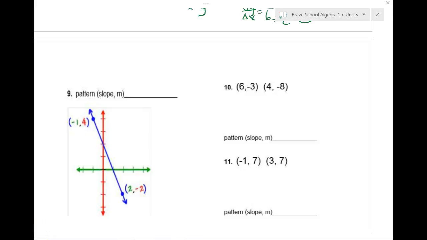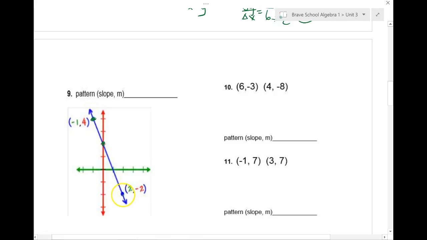Okay, page 2. Now here we're still looking for the pattern. Now on number 9, you're given a graph. There's two ways you can do this. You can take 2 points on the graph, and then just find the change. So what I'm going to do is take this point, and then the next point is here where it crosses the y-axis.